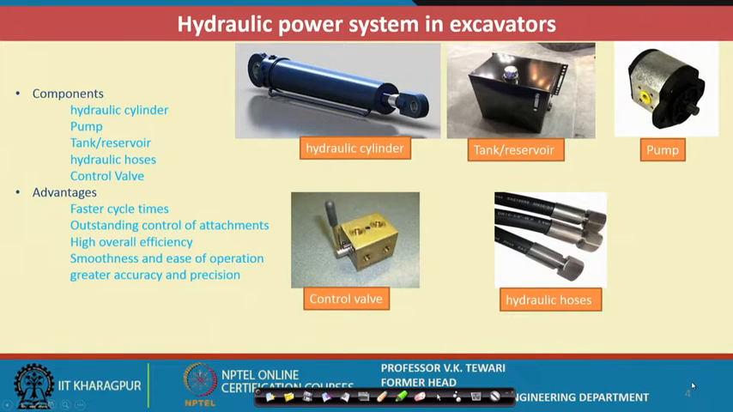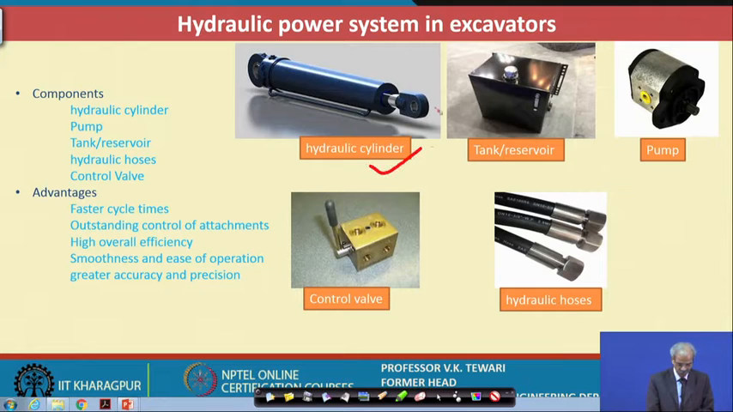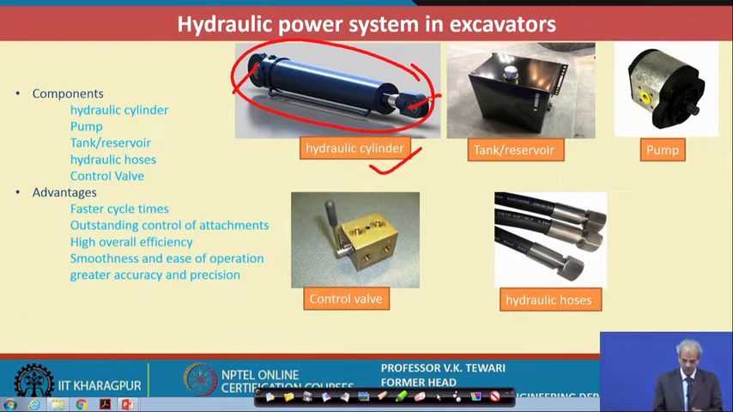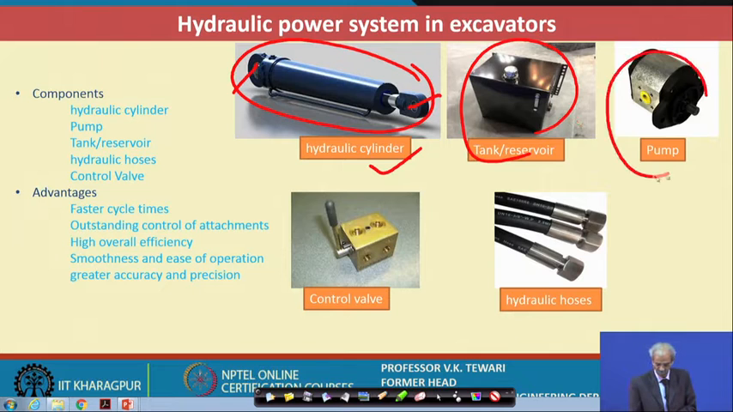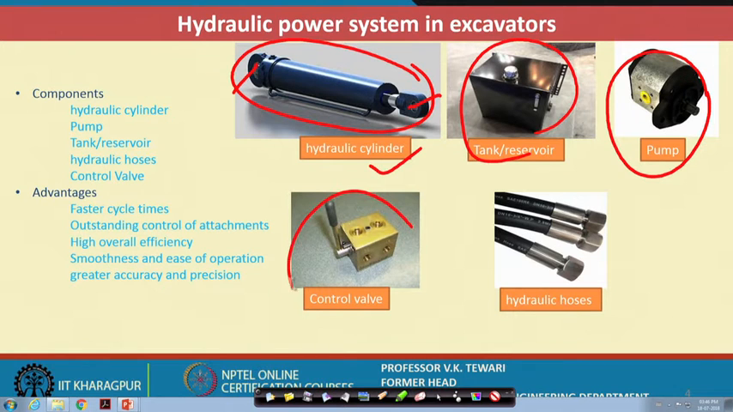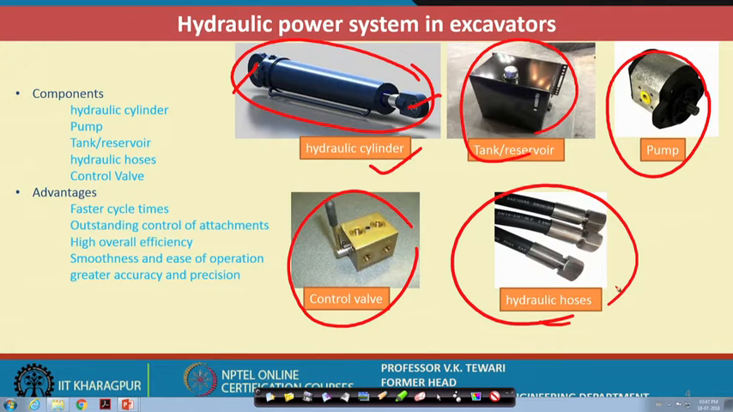The hydraulic power system in excavators, what are the details of this, worth having just an idea about these. The hydraulic cylinder, yes, this is the hydraulic cylinder which you can see in this position and this position, it is tightly connected. Then the tank or the reservoir for the oil, and this is the pump which is there. In fact, you might have seen that I also showed this similar situation when we were talking about the hydraulic system, and these are the control valves and the hydraulic hoses, which are important, the hoses which are carrying the pressurized oil.